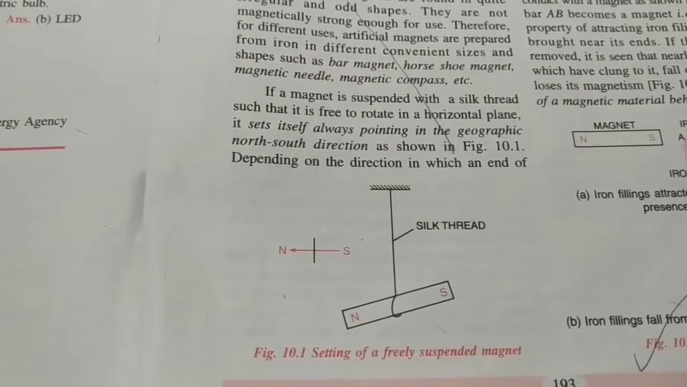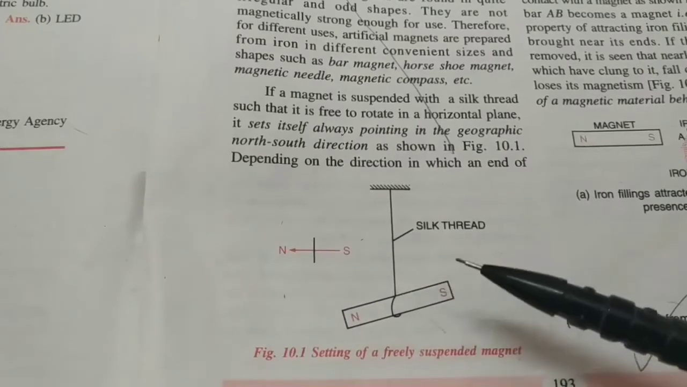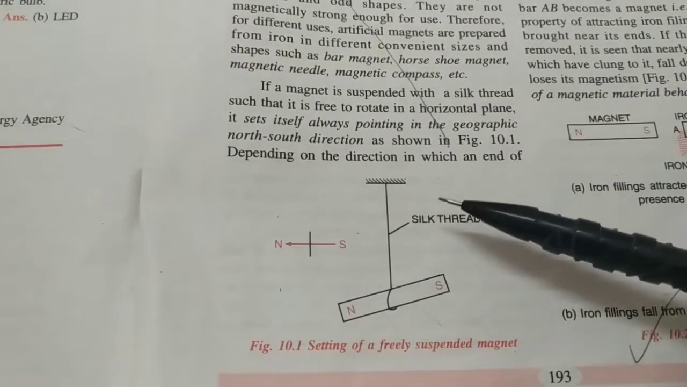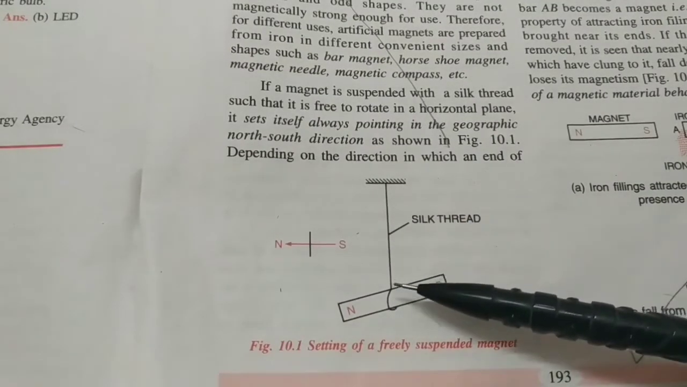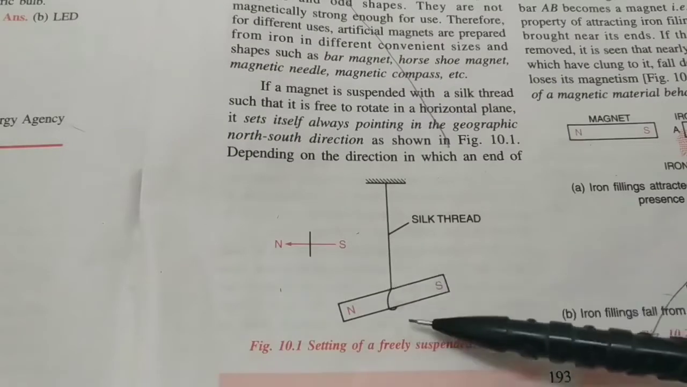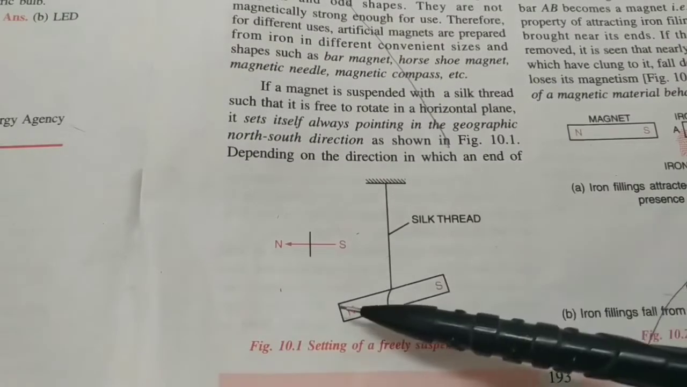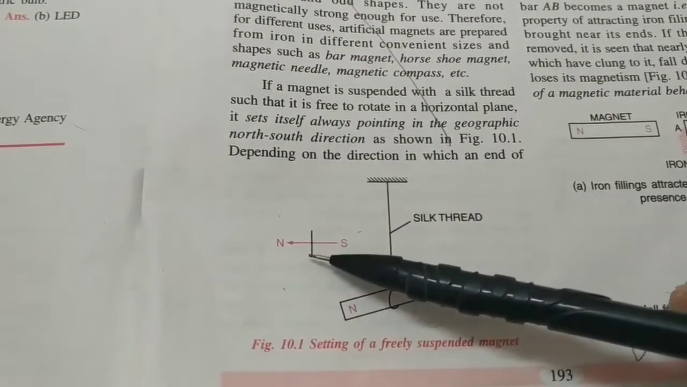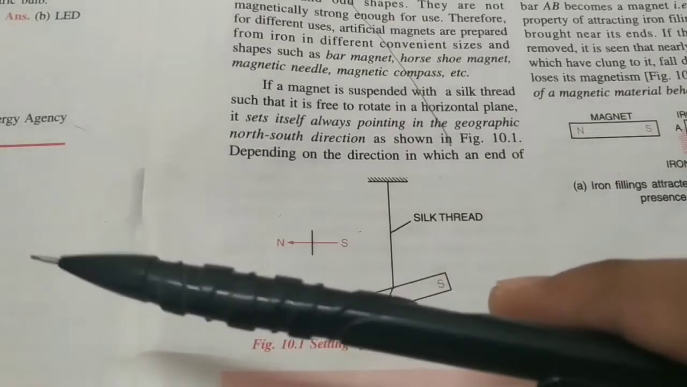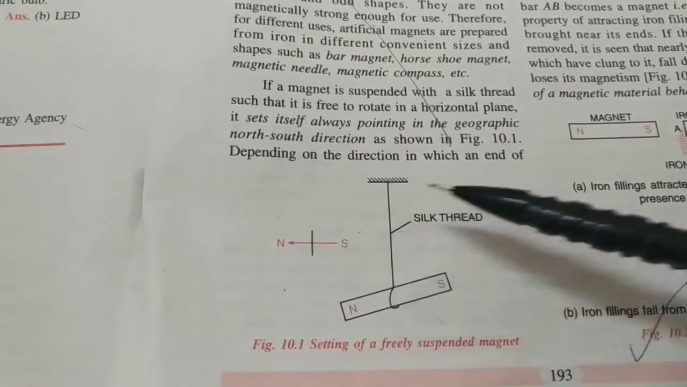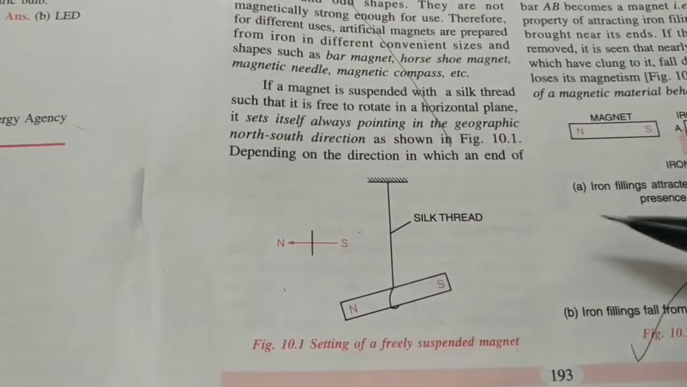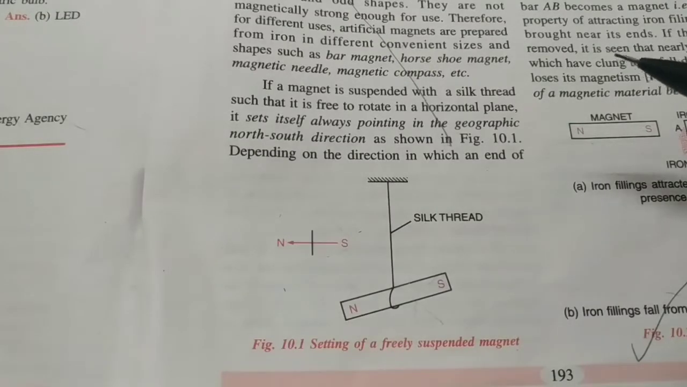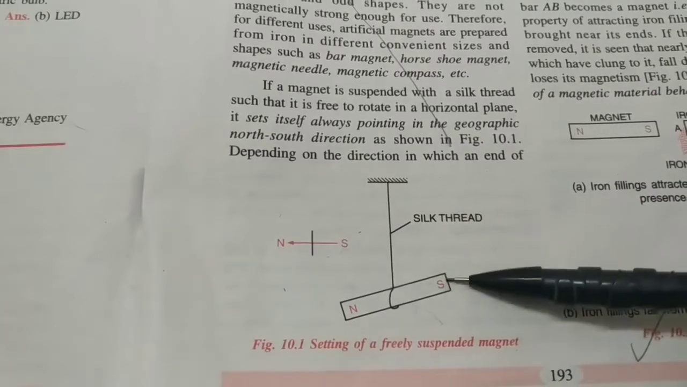Now, if you take a bar magnet with a north pole and south pole, and hang it by a silk thread or any other string, and just let it come to rest, you will notice that it always rests in the north-south direction. That means the north pole is in this direction and the Earth's geographic south pole is in this direction. That's because Earth has its own magnetic field which affects any suspended magnet.